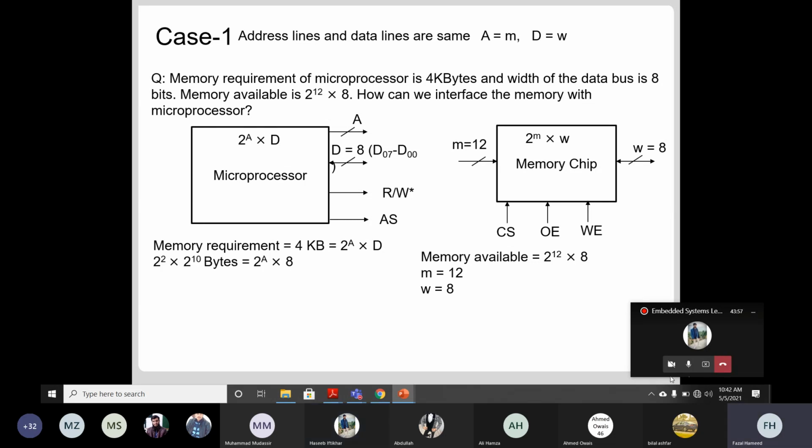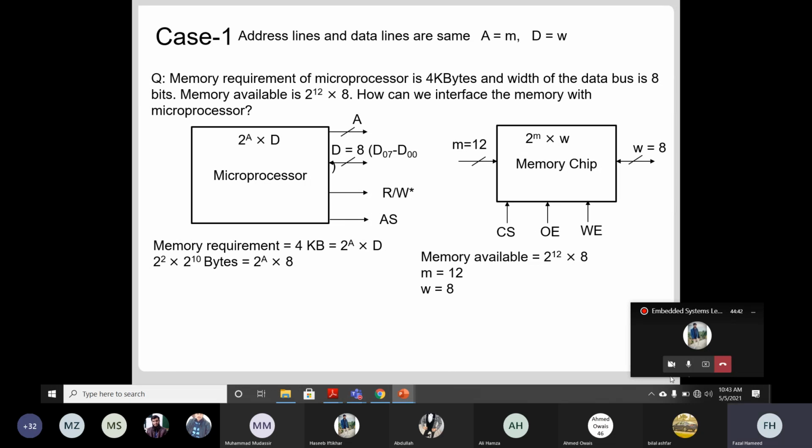So can we write it like this? Okay, now 4 kilobyte is equal to 2 to the power 2 multiplied by 2 to the power 10 bytes is equal to 2 to the power A cross 8. Am I right or not? Any confusion? Any question? No, sir. 2 to the power 2 is equal to 4. And what does 2 to the power 10 imply? Kilo. And bytes implies B. Okay? And it is equal to 2 to the power A. We need to find A. And what is the value of D here? 8, sir. 8. Very good.